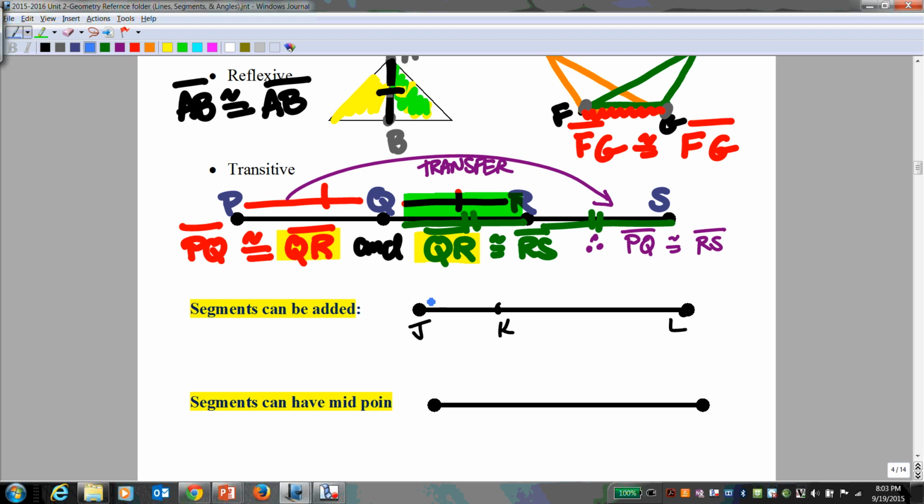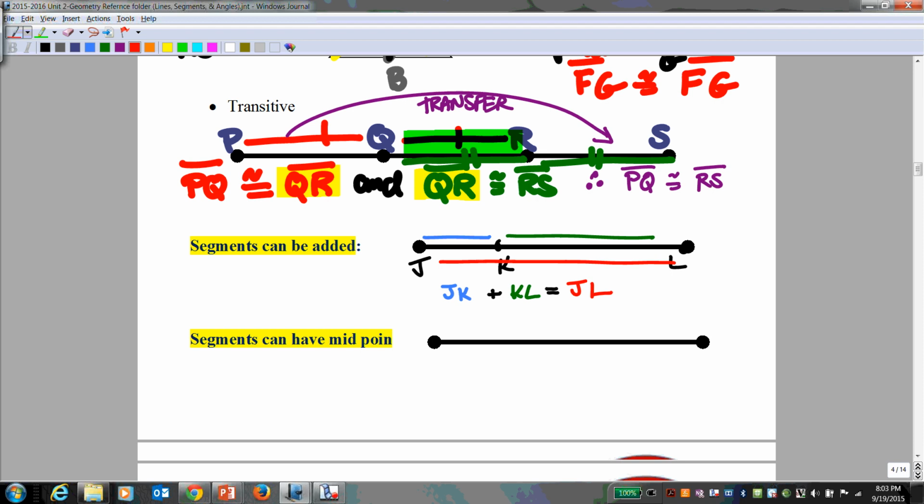This one we did already. Segments can be added. So segment JK, the distance between J and K, plus the distance K to L, equals the distance J to L. Pretty common sense. Segments can be added. Little segments add up to big segments.